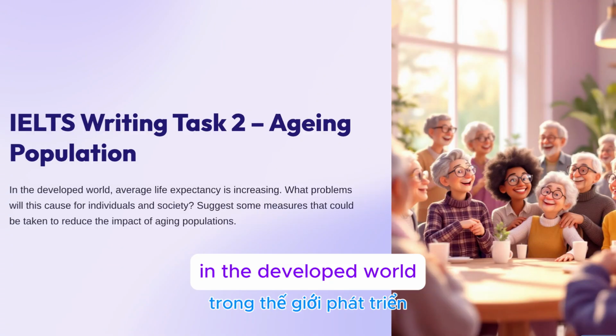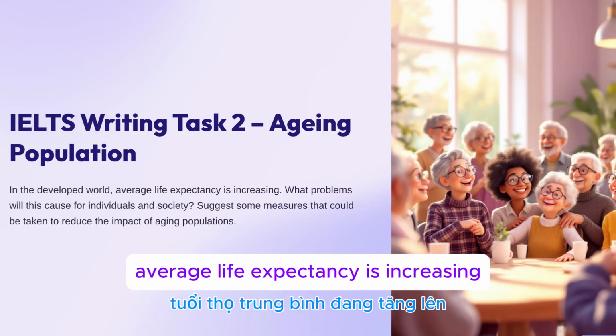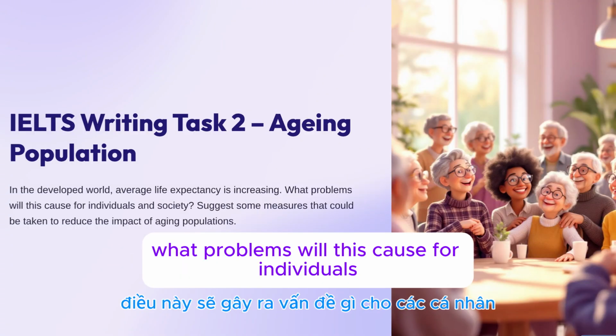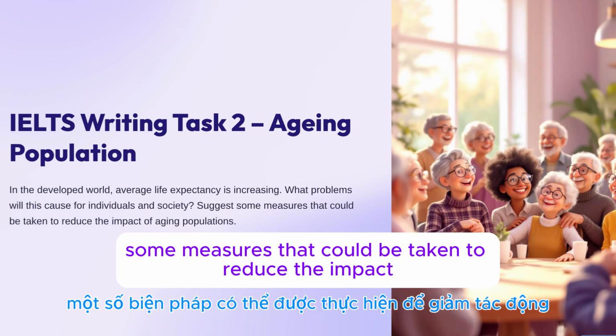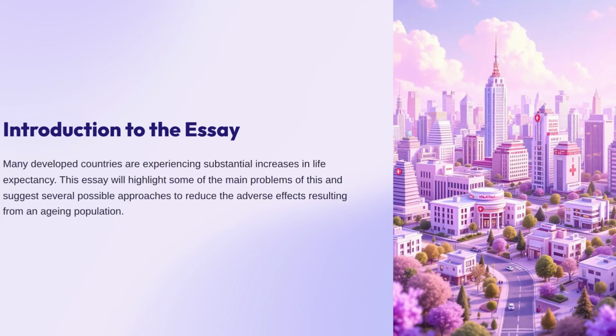In the developed world, average life expectancy is increasing. What problems will this cause for individuals and society? Suggest some measures that could be taken to reduce the impact of aging populations.